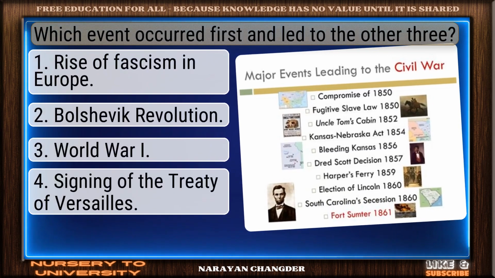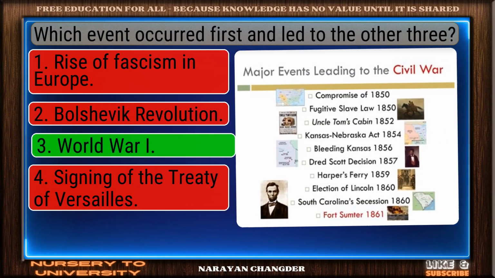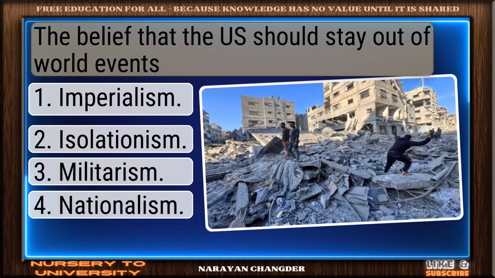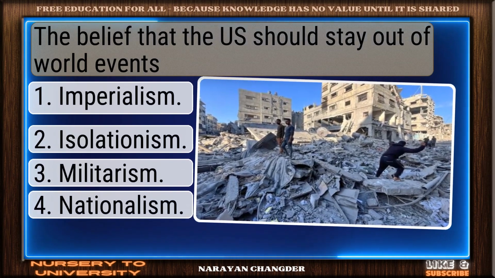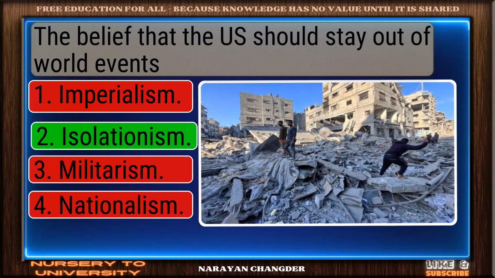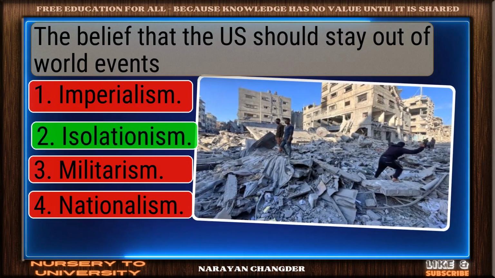Which event occurred first and led to the other three? Good thinking. World War I is the right answer. The belief that the US should stay out of world events. Well reasoned. Isolationism is the correct choice.